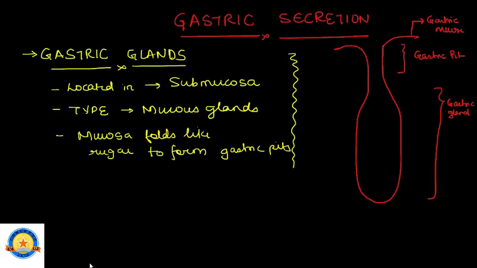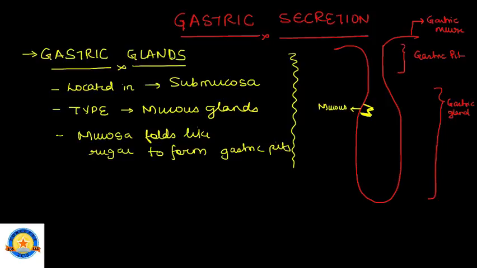Now we will draw the cells. First of all, there is a cell called the mucous neck cell. What does it produce? It produces mucus. Now what produces mucus in the small intestine? It's the goblet cell. That is how you differentiate stomach from intestine.